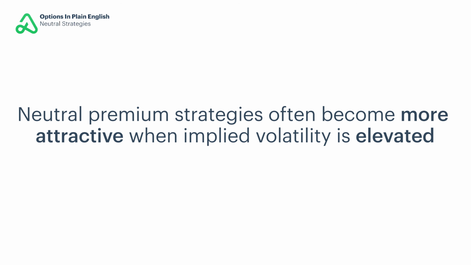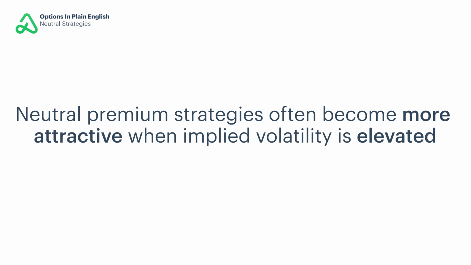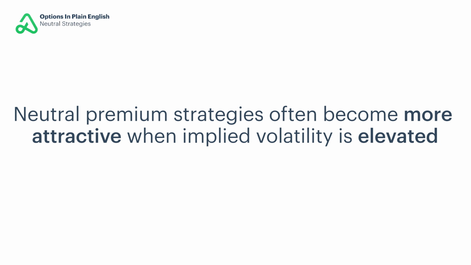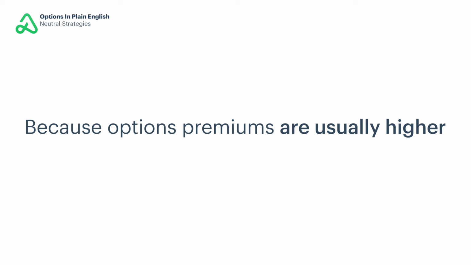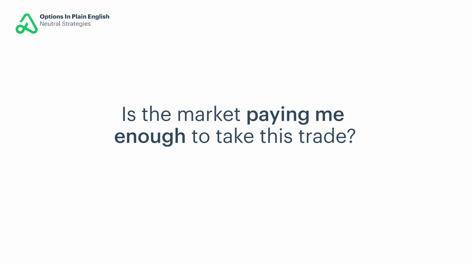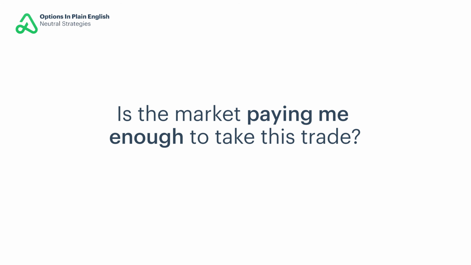And that's important. Now, this is where implied volatility matters. Neutral premium selling strategies often become more attractive when implied volatility is elevated. Why? Because options premiums are usually higher. But if implied volatility is low, there may not be much premium to sell. That doesn't mean that the trade is impossible, but it might mean the reward is not worth the risk. So before entering a neutral strategy, I want to ask, is the market actually paying me enough to take this trade? Because that question matters.